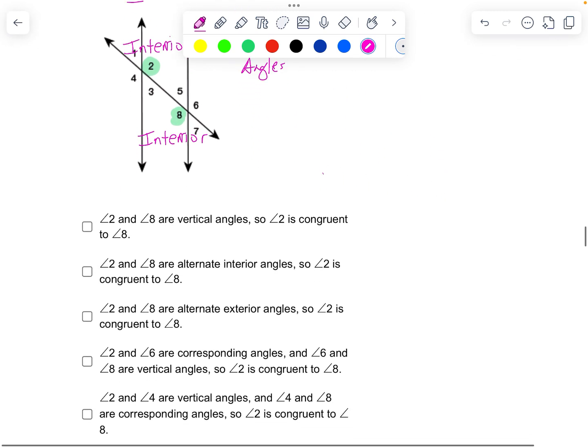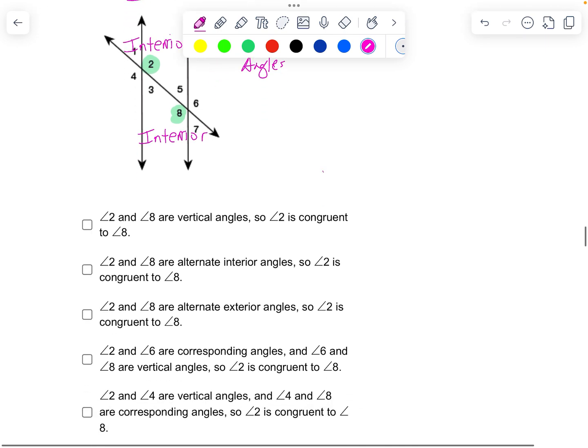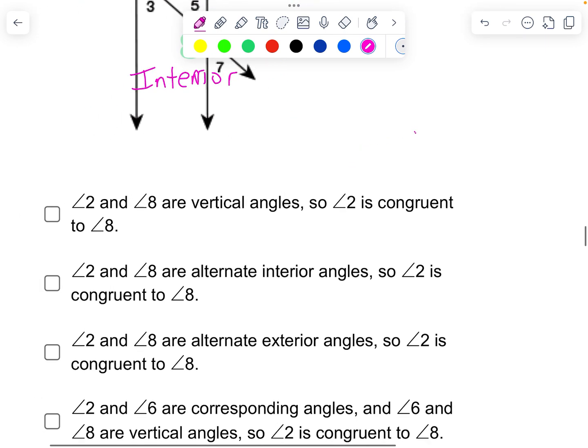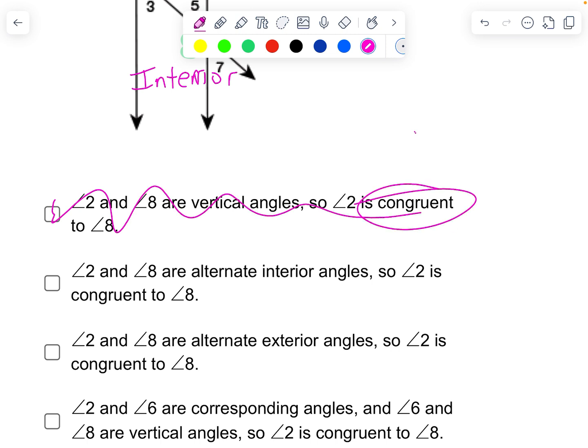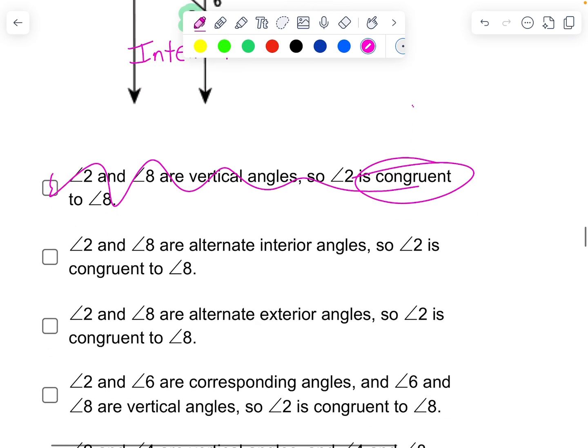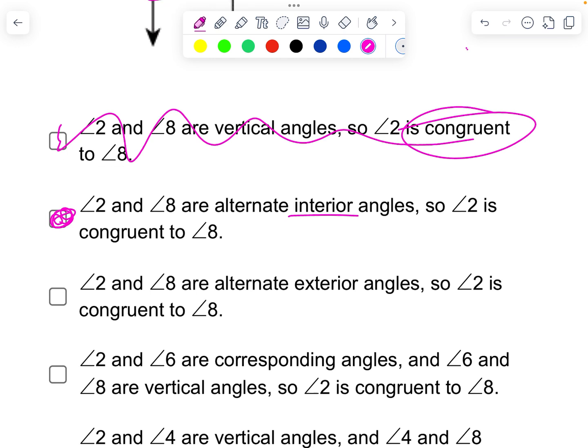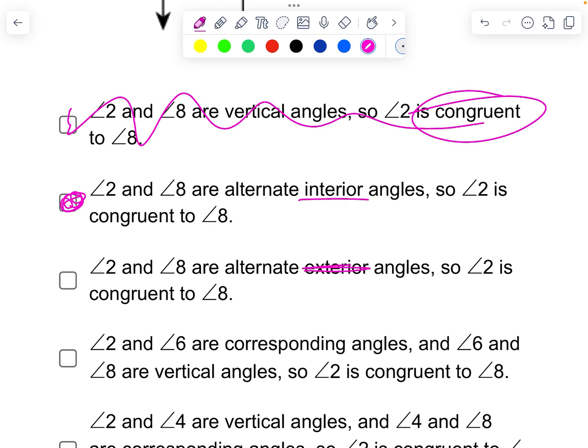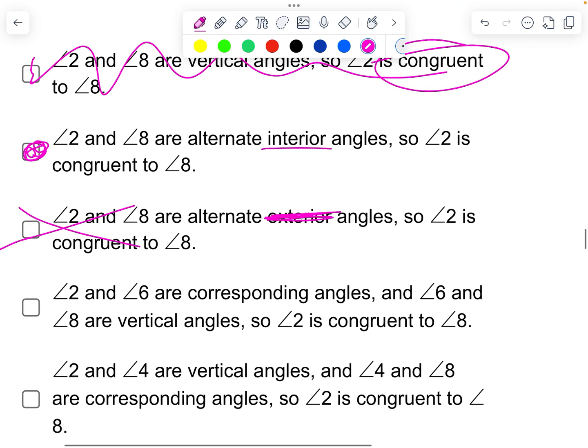So here we go. Let's go look. Angle 2 and angle 8 are vertical, so they're no, that's not right. They're not vertical angles. They're equal, they're congruent, that's right, but they're not vertical. Angle 2 and angle 8 are alternate interior angles. I was right. It's only one R. But let's look right here. Angle 2 and angle 8 are alternate exterior. No, that's out.